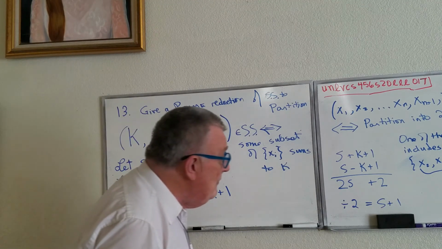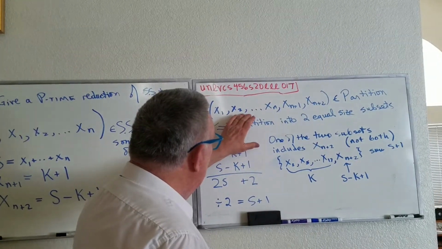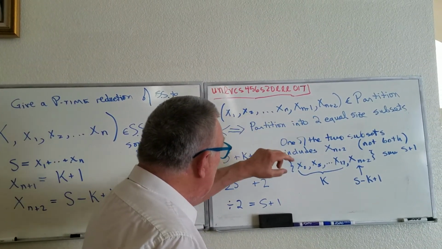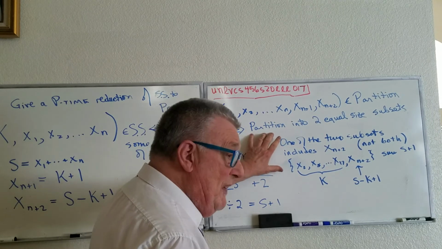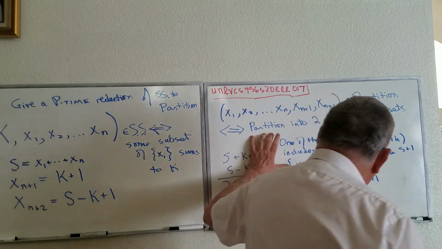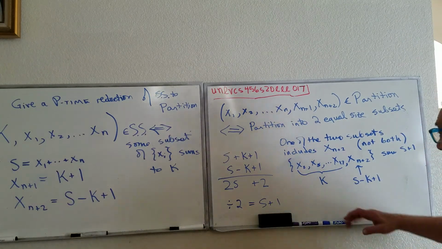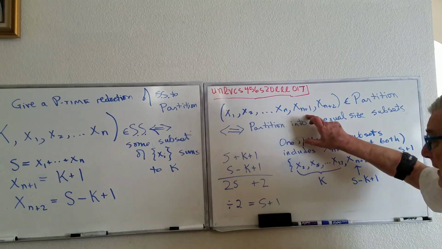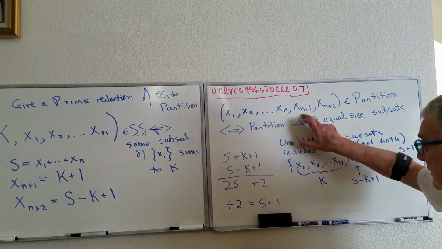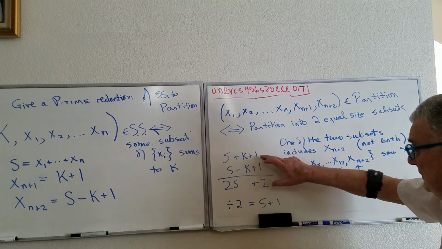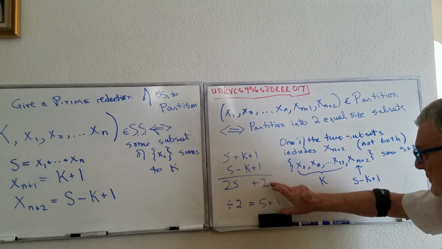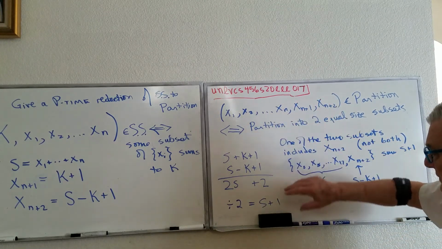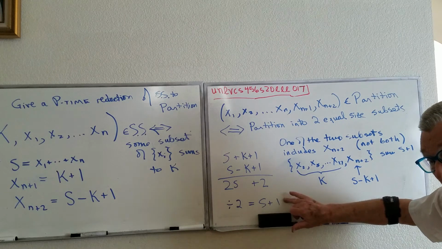Now, those n plus 2 objects form an instance of the partition problem, which is in the partition language if and only if it can be divided into two subsets of equal weight. If we add up the weight of these objects, we get s for all of x1 up to xn by definition, plus k plus 1 here and s minus k plus 1 here, which totals 2s plus 2. Now, if we have two subsets of equal weight, each has to have weight s plus 1.